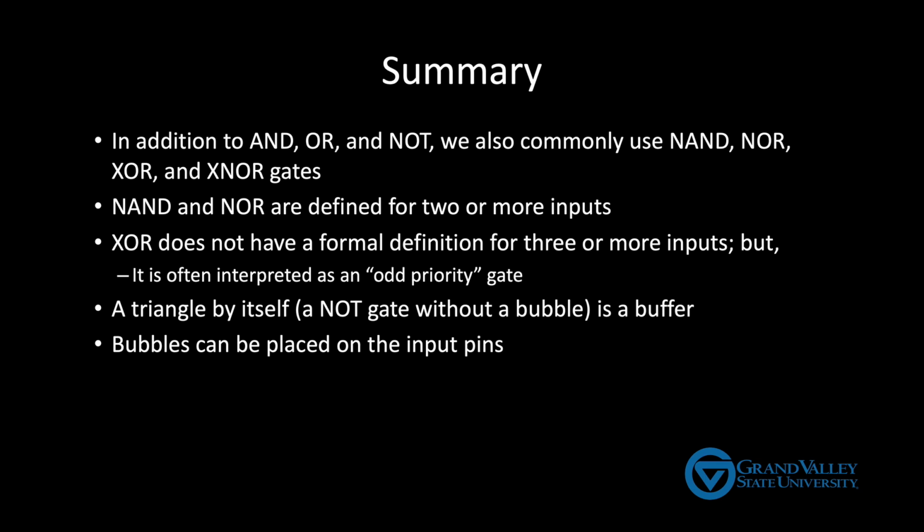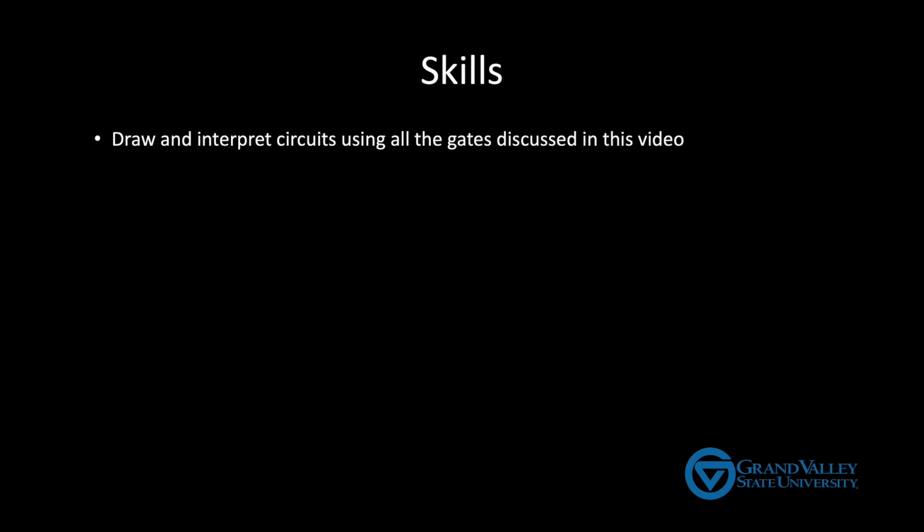So given all of that, what should you be able to do with this information? Well, first of all, you should be able to both draw and interpret circuits that use all of the gates that we discussed. So I might ask you to draw a circuit that has an XOR gate in it, and may give you a diagram of a circuit with an XOR gate or a NAND gate or something like that, and you should understand what that circuit does. Now, like I said, I'm not going to draw circuits with bubbles on the input pins, but if you should see one, you should also be able to understand what that means.